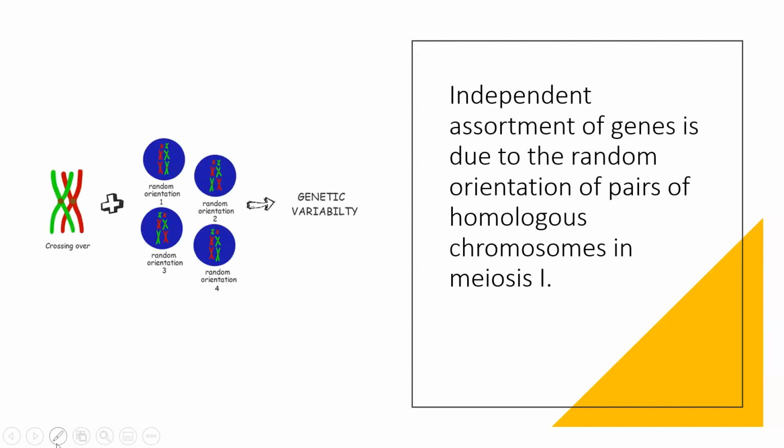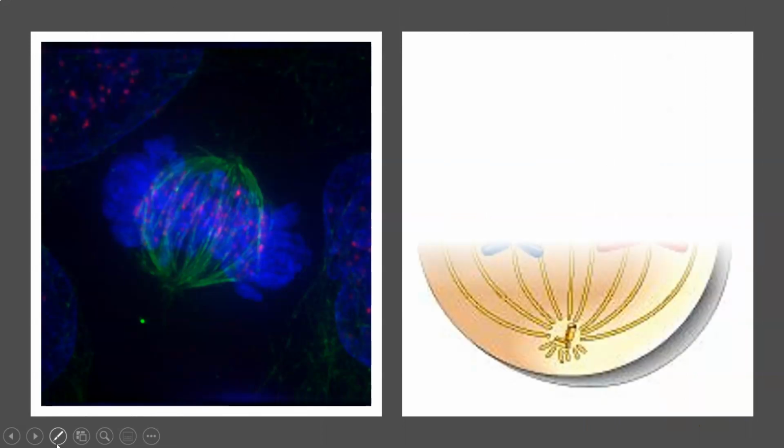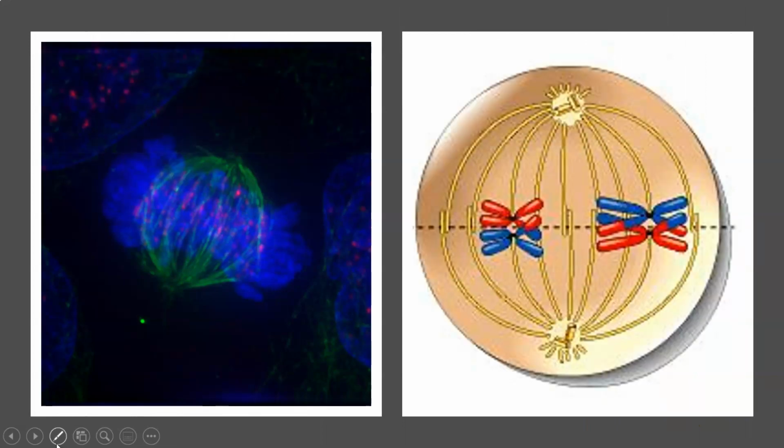Independent assortment of genes is due to the random orientation of homologous pairs, homologous chromosomes in meiosis 1. And that's what we talked about. So we've looked at crossing over. Now the center picture here shows all the different arrangements of those homologous chromosomes that you could get. And because that's random, it means that the variation that occurs is also random. Okay, so we can see here in this arrangement, we can see those chromosomes, how they're going to be pulled apart, and we've got the image of it occurring there.